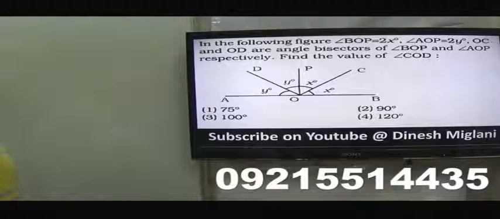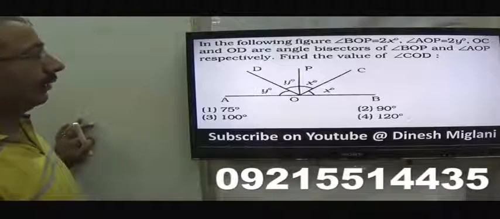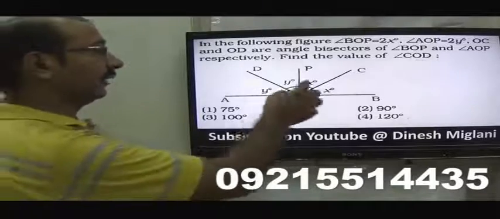In the following figure, BOP is 2x, right, and AOP is 2y, meaning equally divided. Now we know that I have to find angle COD. COD means I have to find x plus y.